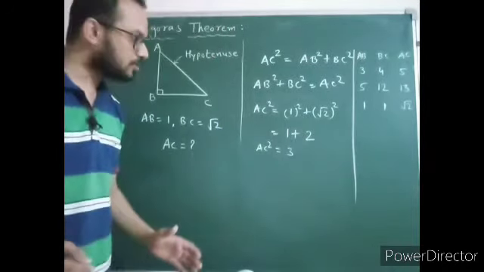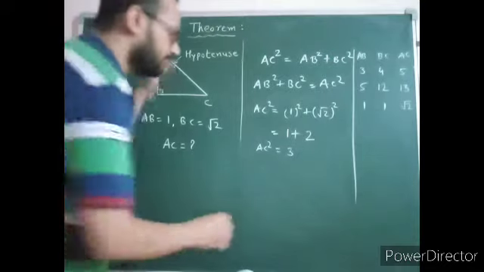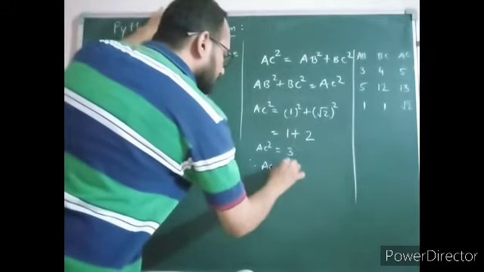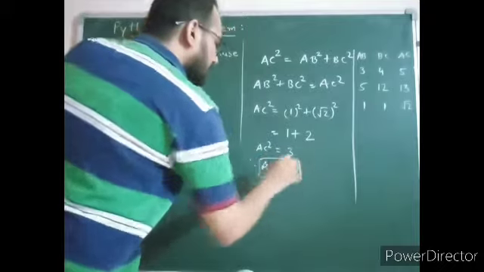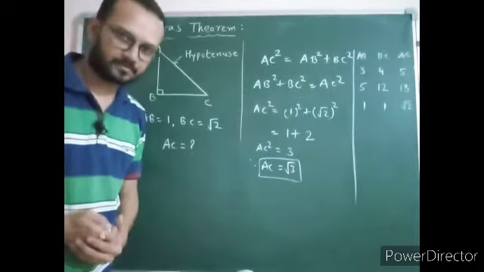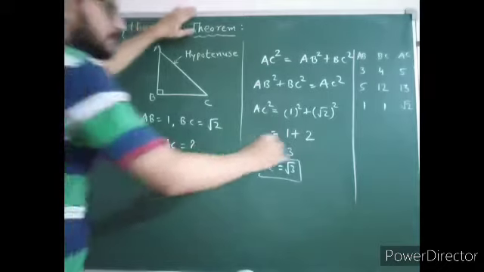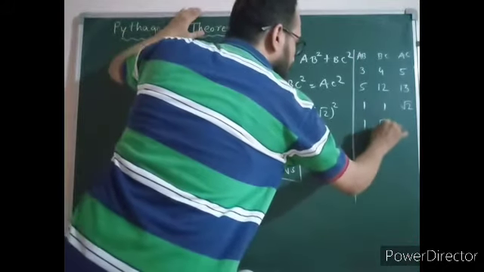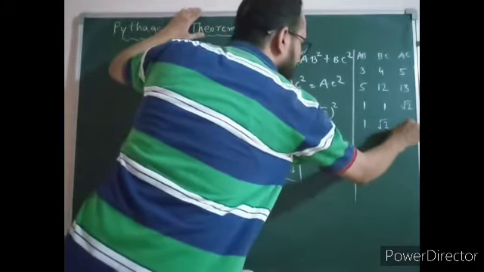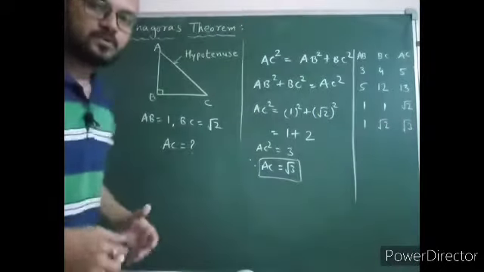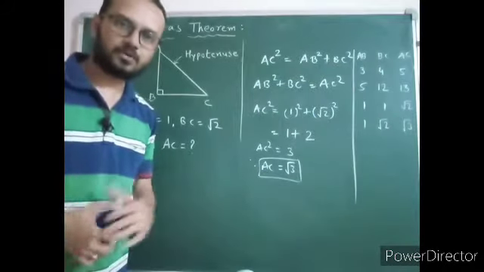But again we cannot get the square root of 3. Therefore AC will be square root 3. That is again an irrational number. So one more Pythagorean triplet we can get this way. If AB is 1, BC is root 2, then AC will be root 3. This way we can get many Pythagorean triplets.